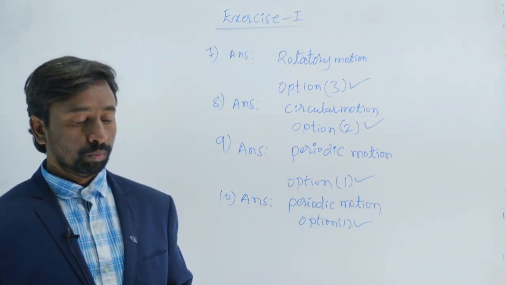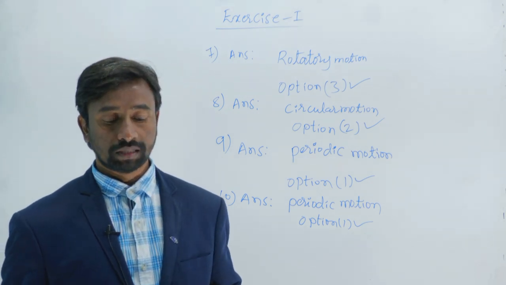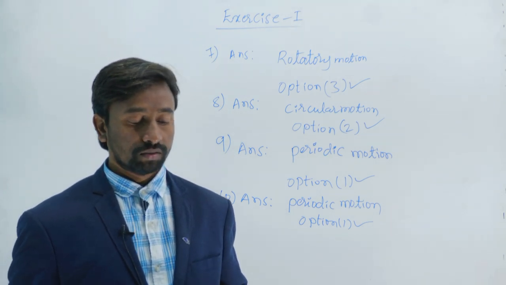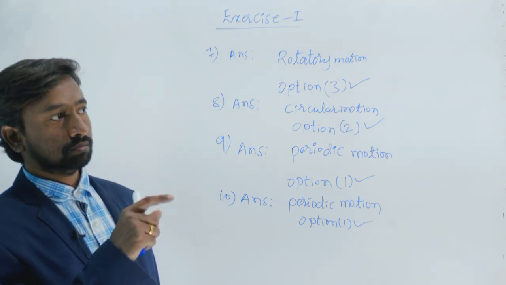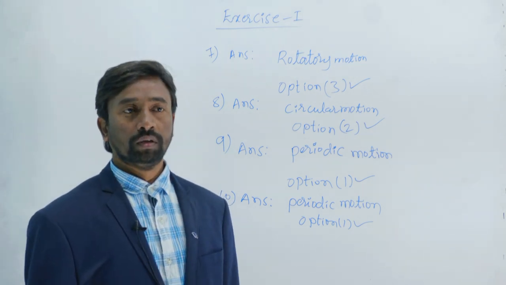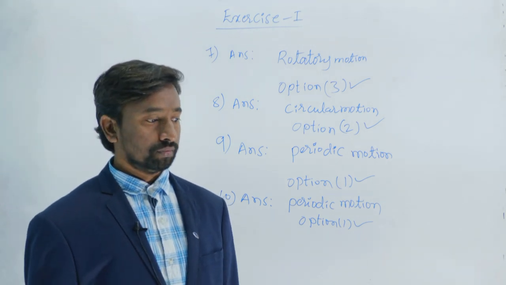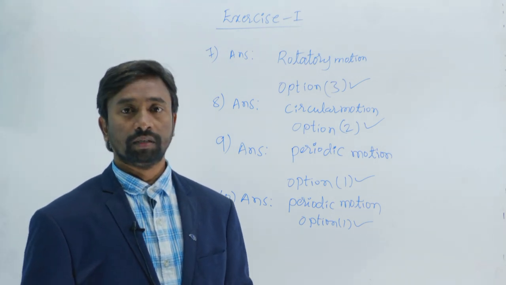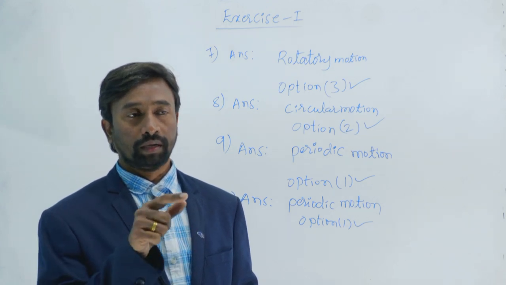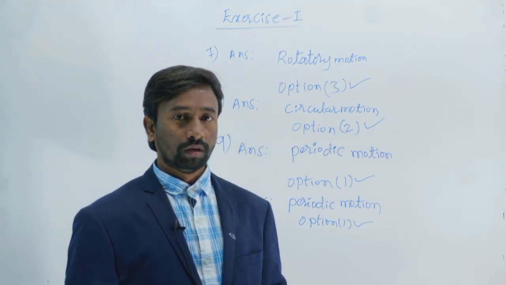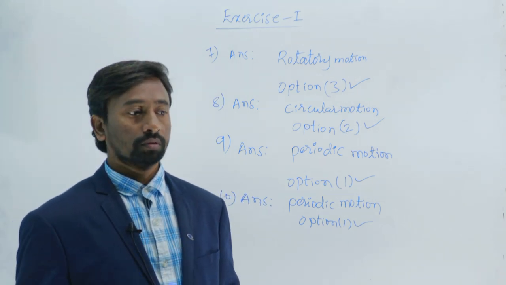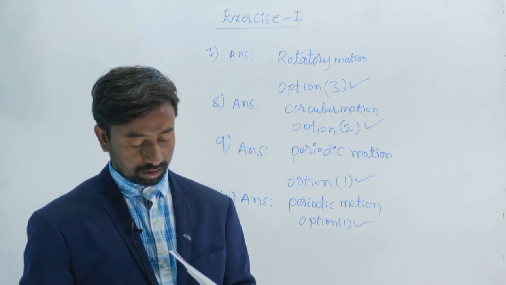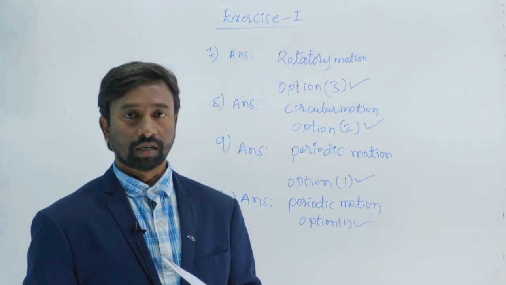Next, the 11th one. The movement of the hands of a clock is an example of dash motion. See a wall clock, or a hand clock, a wrist watch. There is an hour hand, a minute hand and a seconds hand, and they rotate periodically. When the seconds hand completes one rotation, that is 1 minute, 60 seconds.